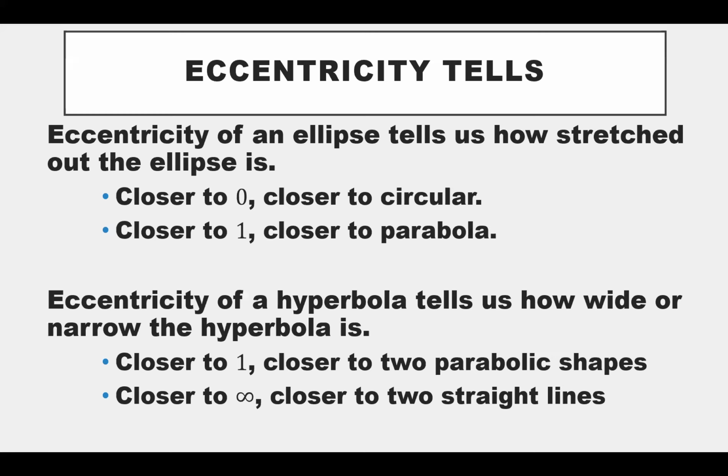And that's kind of what eccentricity is telling us. So closer to 0, we get closer to circular. Closer to 1, we're closest to a parabola. If I have a hyperbola and it's really close to 1, then it's kind of closer to two parabolic shapes. If it's closer to infinity, then it's closer to two straight lines, less parabolic and more straight line looking.